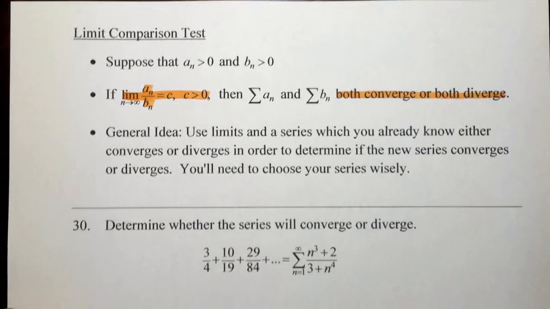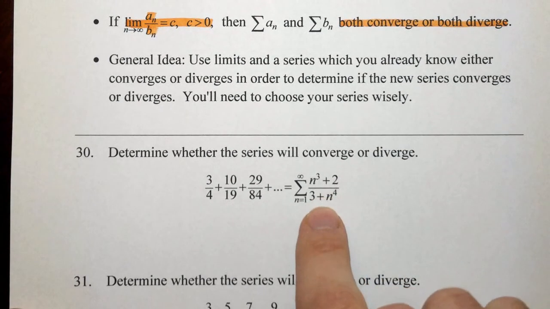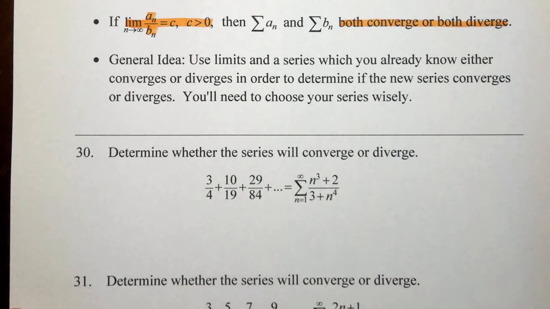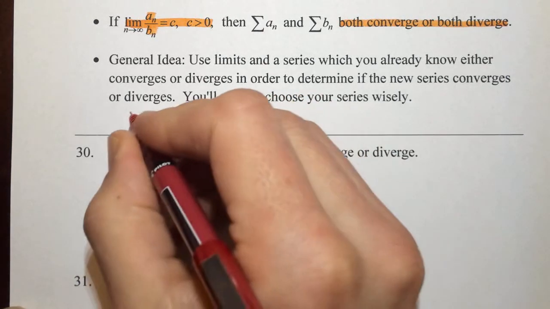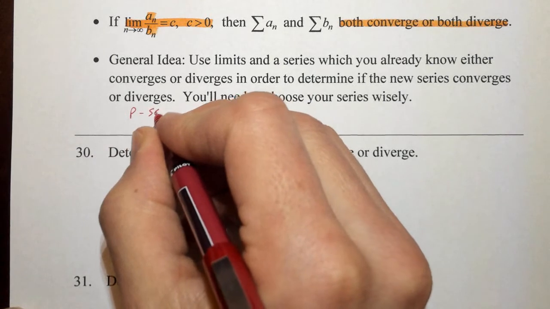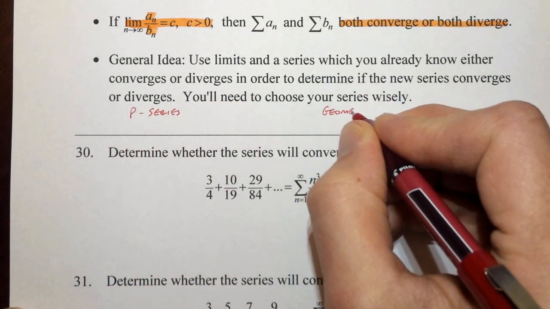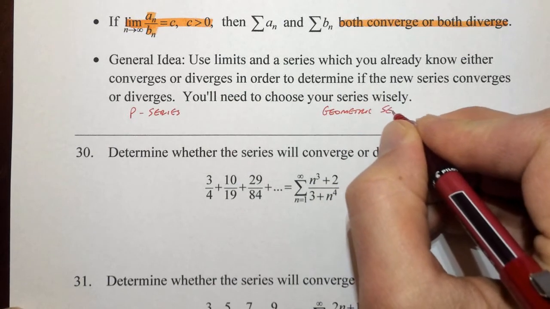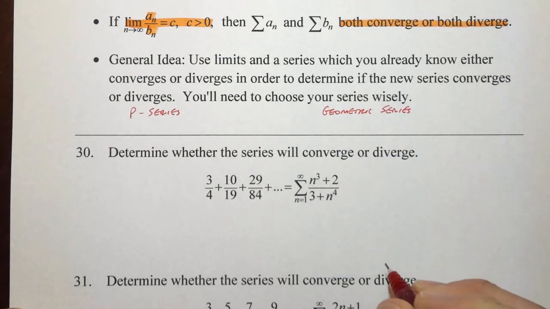Alright, so what's the general idea? We're going to take a series that we don't know, for example this one down here, and compare it with a series that we do know. So what series should we look for that we do know? We should really focus on p-series and geometric series, because we know quickly whether or not these series will converge or diverge.